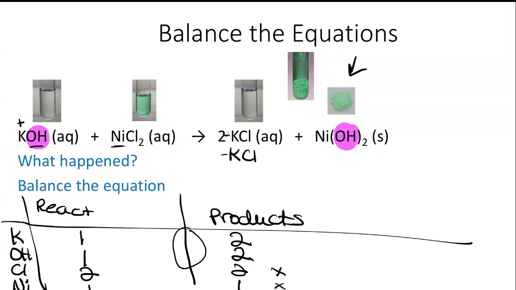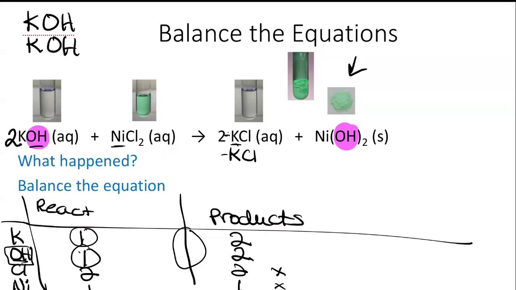I have 2 Ks on the right side, on the product side. So I need 1 more K and 1 more OH. The nice thing is that comes as a whole unit. So all I need to do is put a 2 in front. When I put a 2 in front, that means I have KOH and KOH. So I have 2 Ks, 2 Os, and 2 Hs, right? Keep that together. So by adding the 2, boom, my reaction is now balanced.